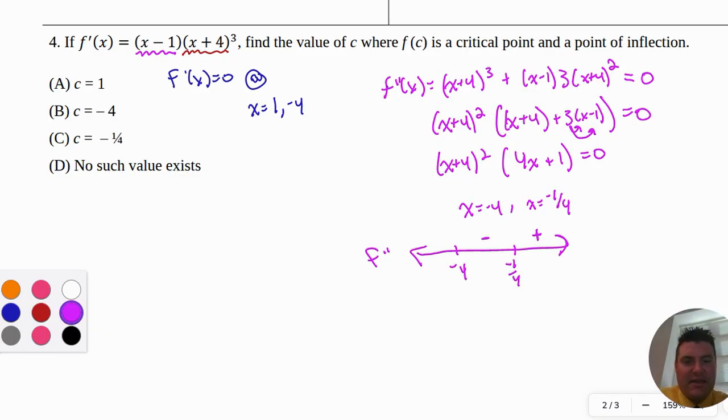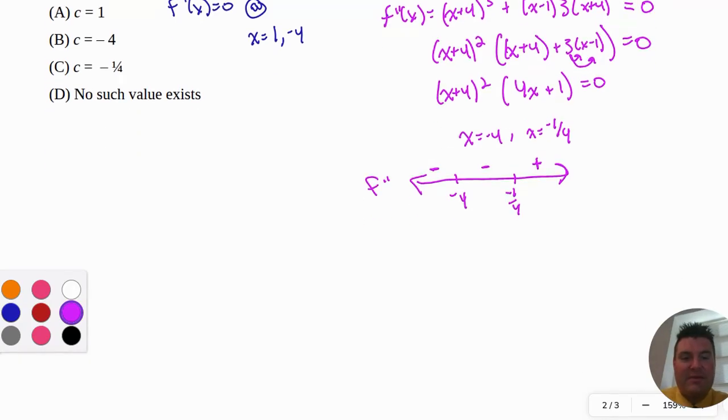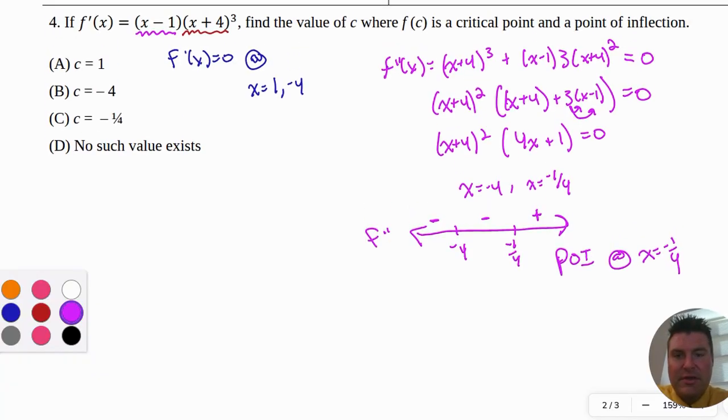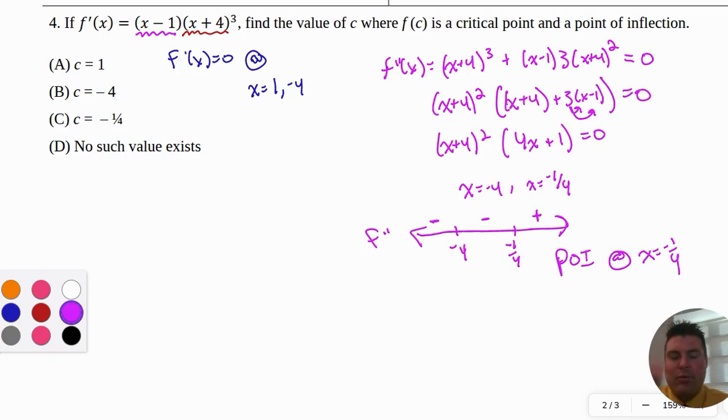And then at this negative 4 factor, we actually do not change signs. I'm going to stay the same there because of that square. The graph of the second derivative is tangent to the x-axis. So because of that, I only have a point of inflection, POI, at x equals negative 1/4. So I have a critical point at negative 4, and a point of inflection at negative 1/4.